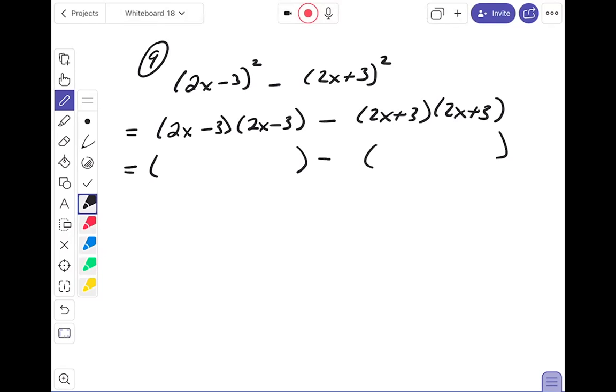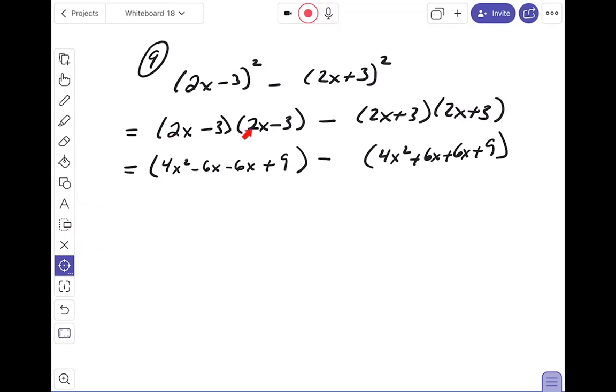And it's going to be 4x squared minus 6x minus 6x plus 9. We'll do that later. What do you get this side over here? 4x squared plus 6x plus 6x plus 9. I want to emphasize what we've done. 2x times 2x is 4x squared. 2x times minus 3 is minus 6x. Then I take minus 3 and distribute it across these two terms. You'd get minus 6x plus 9.